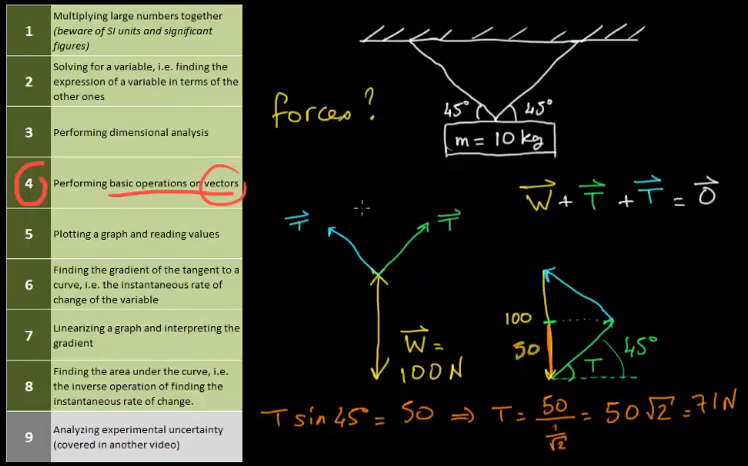Okay, we're ready to conclude. We have this weight, which is equal to 100 newtons in the downward direction. We have this green tension force, which is 71 newtons at a direction of 45 degrees compared to the horizontal. And finally, we have this other tension force, which is also 71 newtons, and it forms also an angle of 45 degrees compared to the horizontal axis going to the left.